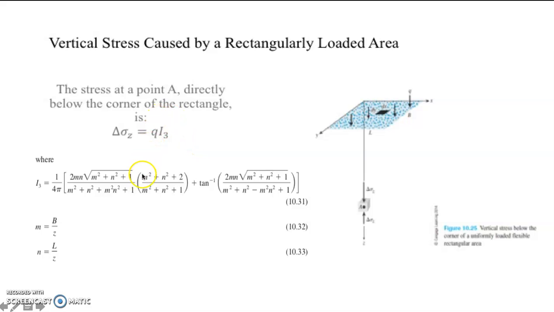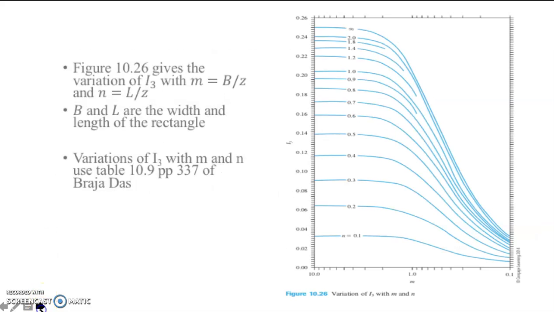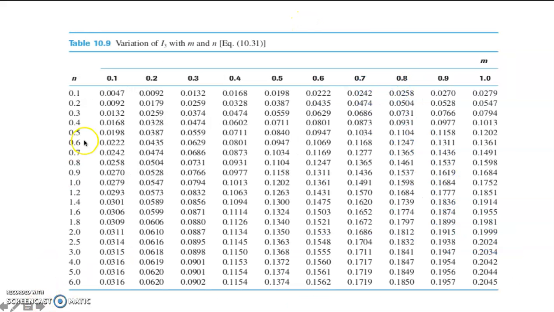I sub 3 is given by this equation. And of course, you have the presence of M and N, where M is B over Z, and N is equal to L over Z. And you have here the variation of I sub 3. You just have to get the value of M and N, then identify your I sub 3 along the Y direction. So this is also a table showing the variations of I sub 3 having the value of M and N.